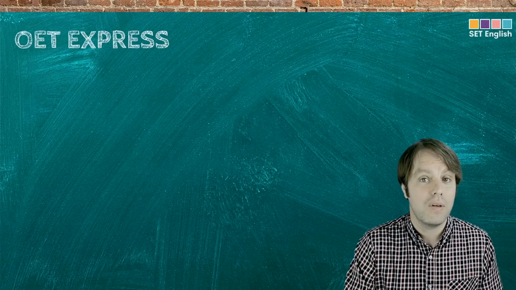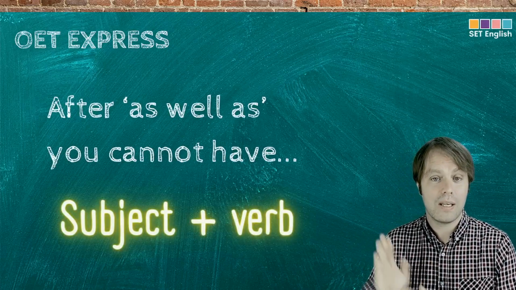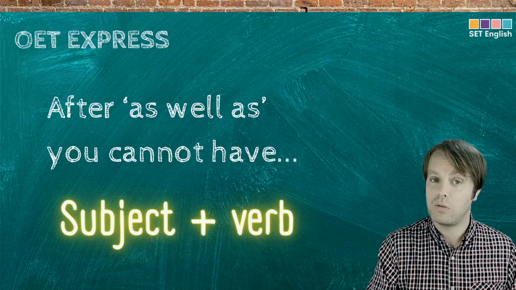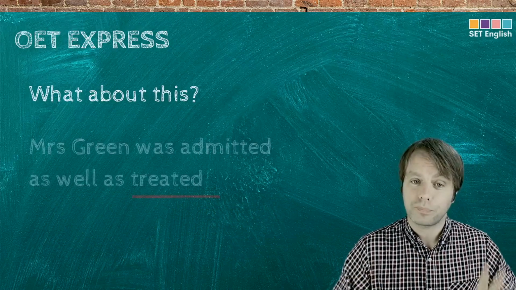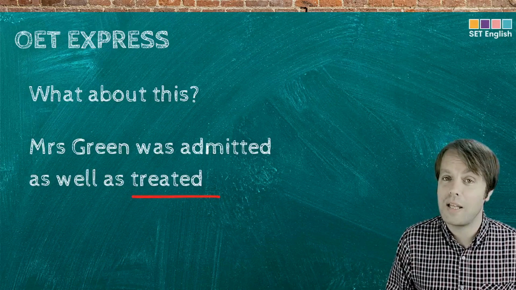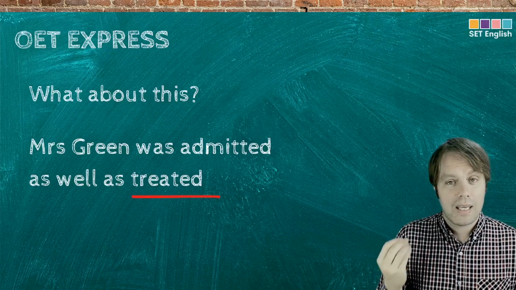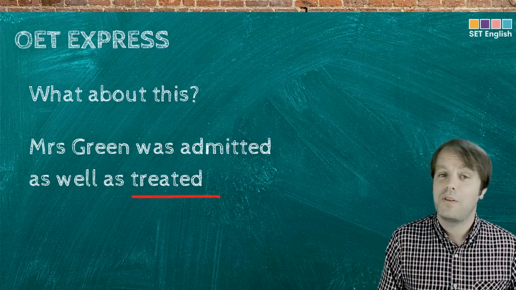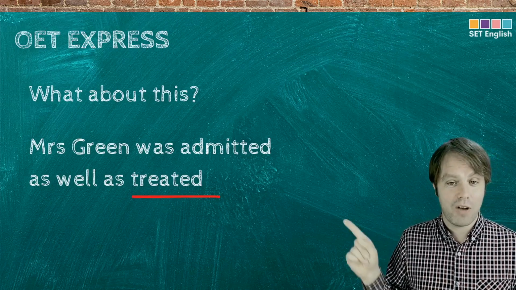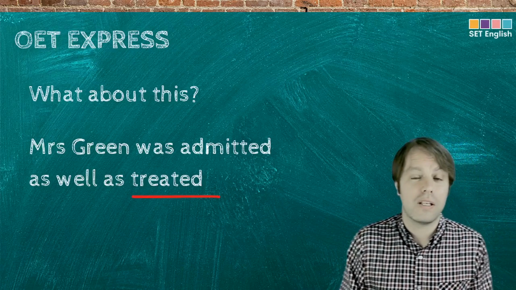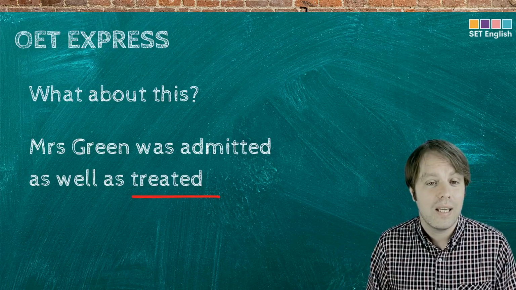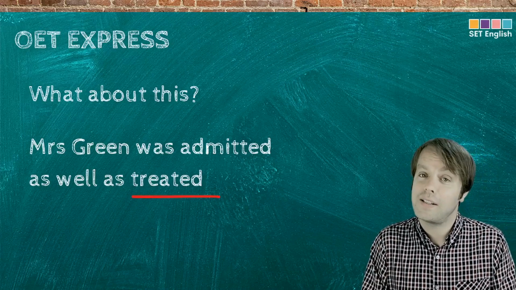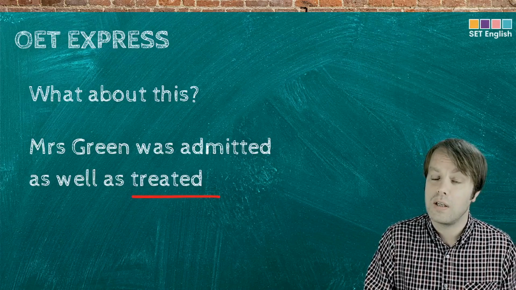Let's have a look at another example now, just to make sure. Remember, after "as well as", no subject and verb. That's the rule. So let's look at this example: Mrs. Green was admitted as well as treated. Is this a problem? Well, ask yourself, after "as well as", no subject and verb. Is this a subject and a verb? Of course not. It's only one word for a start. It's just a verb. So that's okay. I can say Mrs. Green was admitted as well as treated.